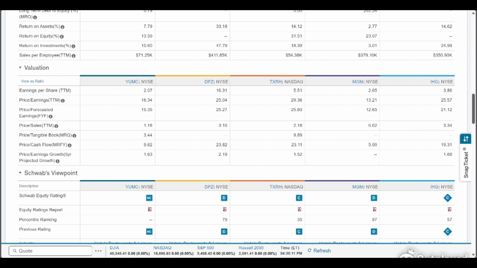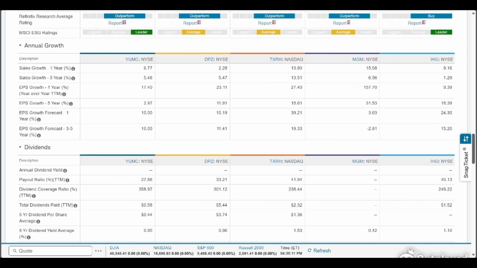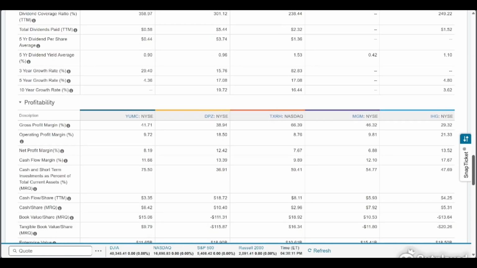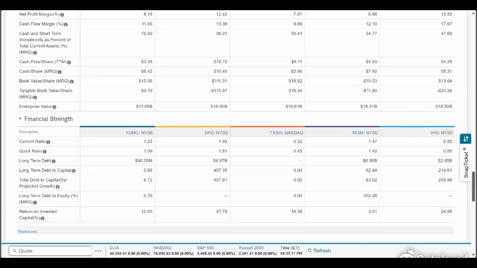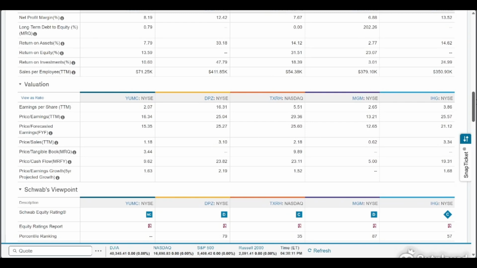And then we can head on down to see if we can find price to book.